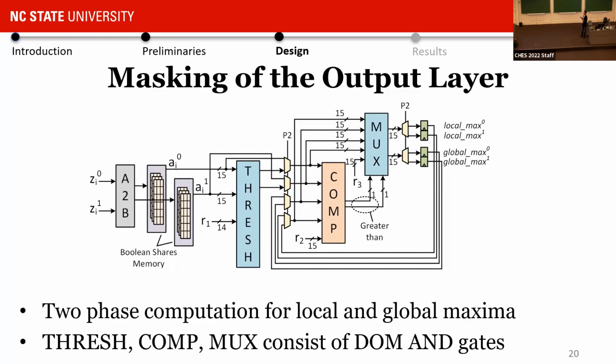In the second round, which is controlled by the P2 bit, the thresholder is bypassed, and I directly compute the maximum confidence score, which is given by the global max register. All these components internally, the thresholder, the comparator, and the multiplexer, are implemented using DOM gadgets. I always register the inputs at the output of the DOM gadget whenever I'm feeding it into the next nonlinear gadget. For the comparison, one quick comment here.